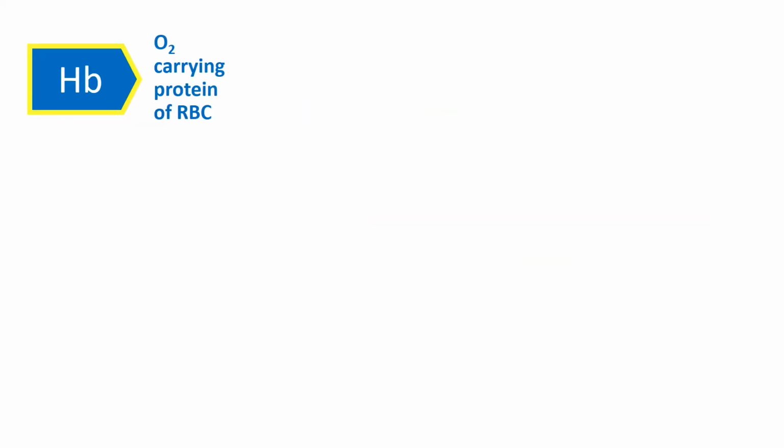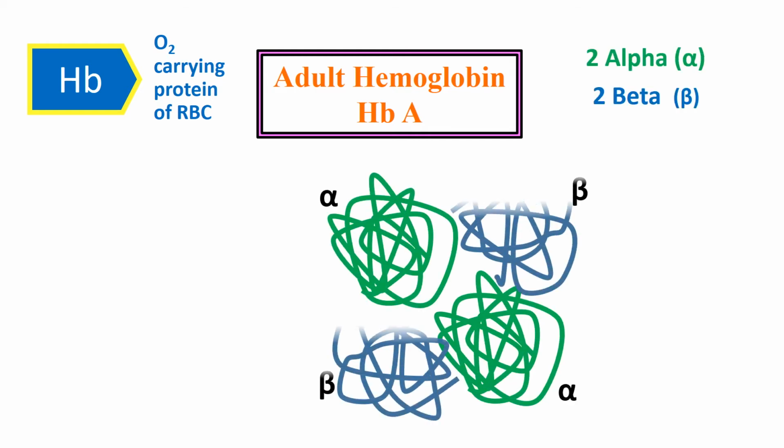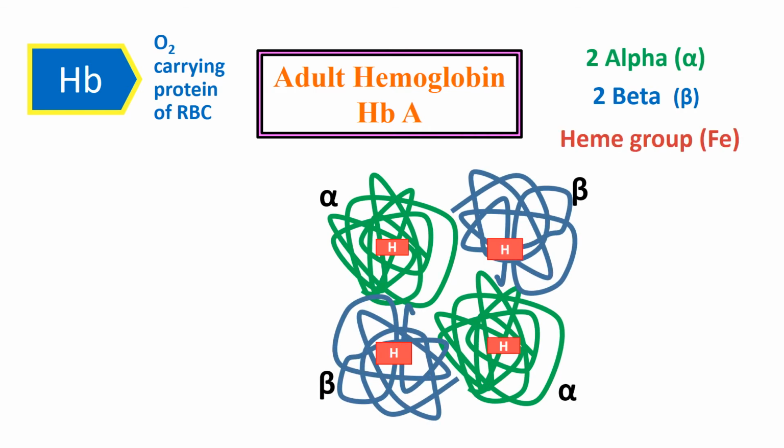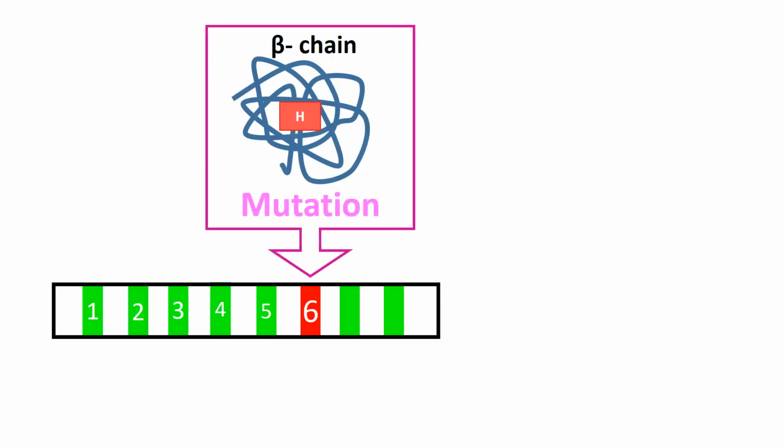We have hemoglobin, the oxygen carrying protein of our red blood cell. Here we can see adult hemoglobin, HbA. It has 2 alpha and 2 beta chains connected by a heme group, that's an iron molecule. The mutation lies with the beta chain of hemoglobin. If we see in more detail, then we realize that the mutation lies on the 6th amino acid position of the beta chain. Here glutamic acid is replaced by valine.